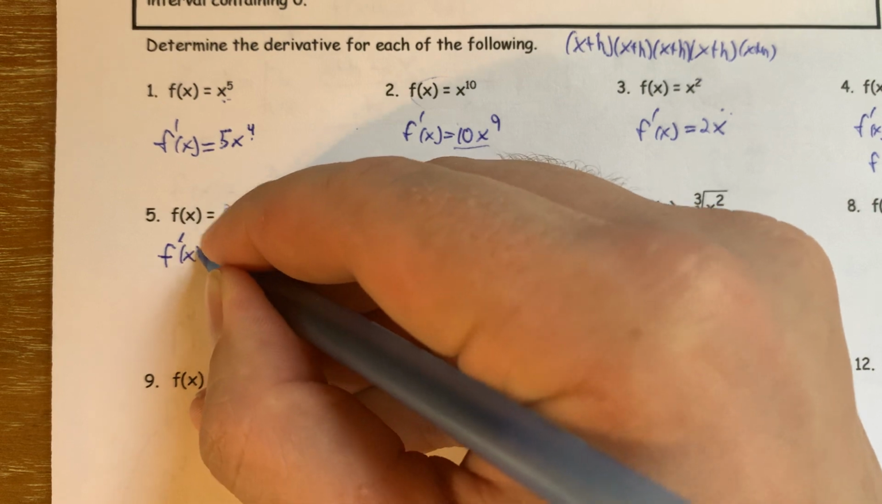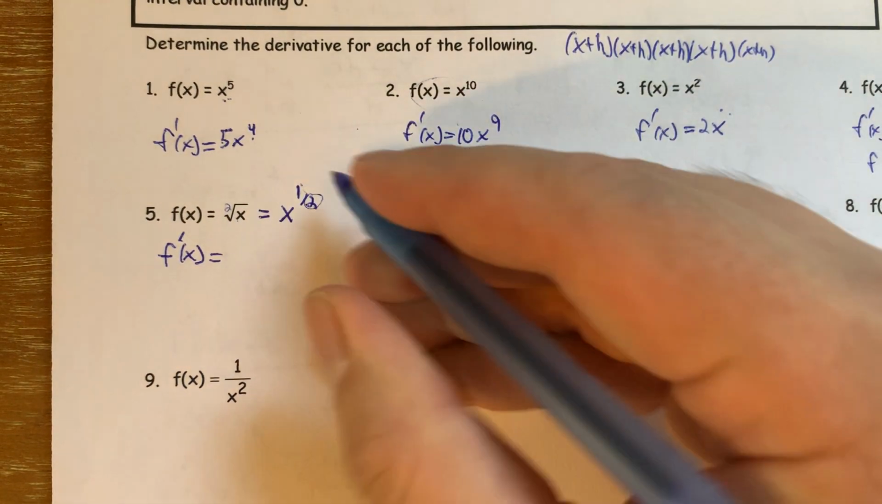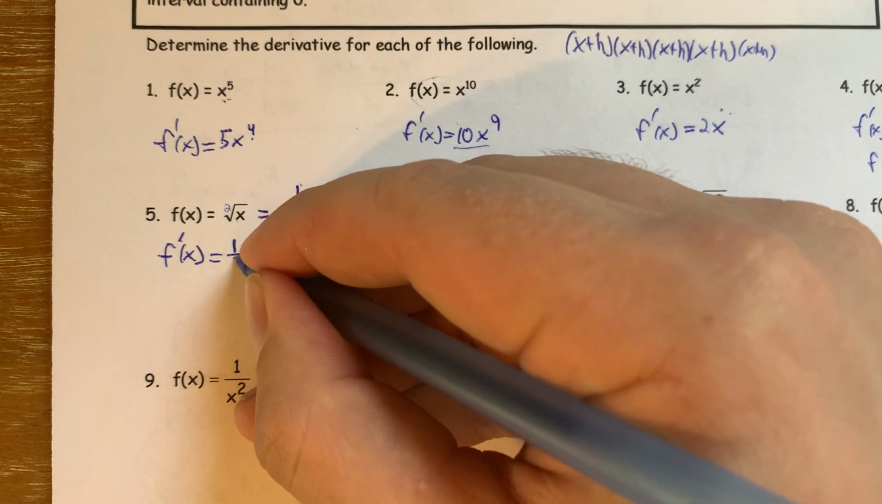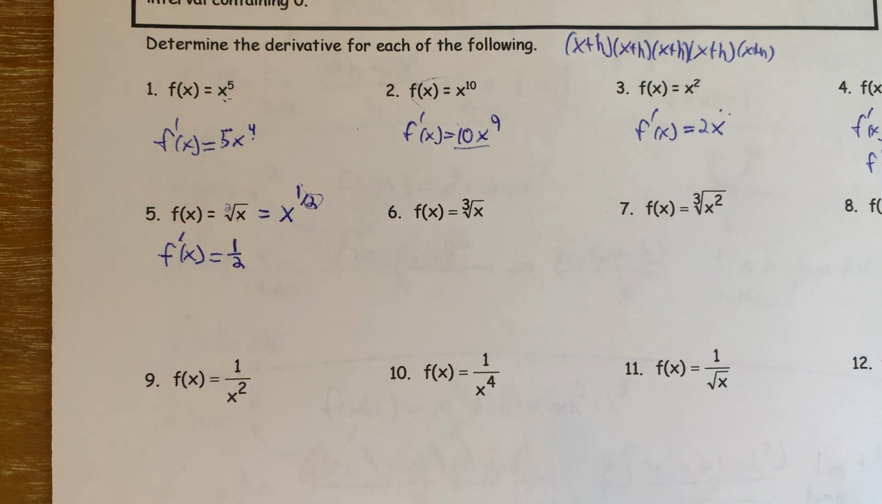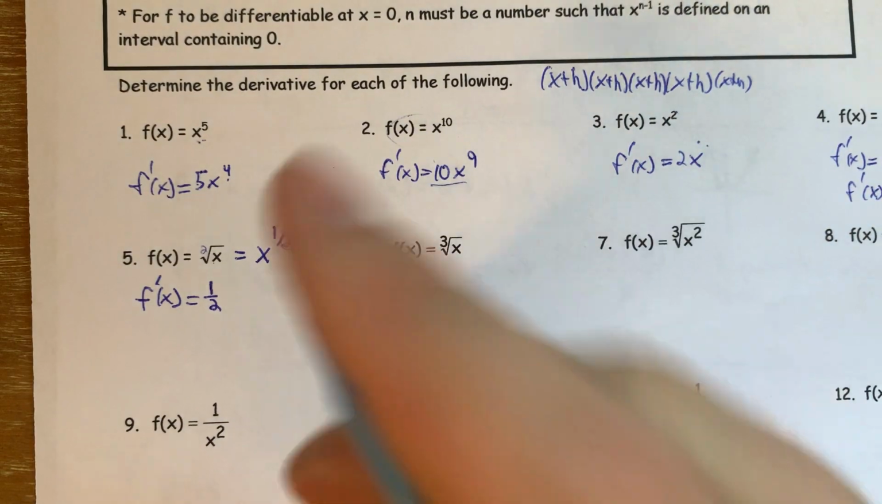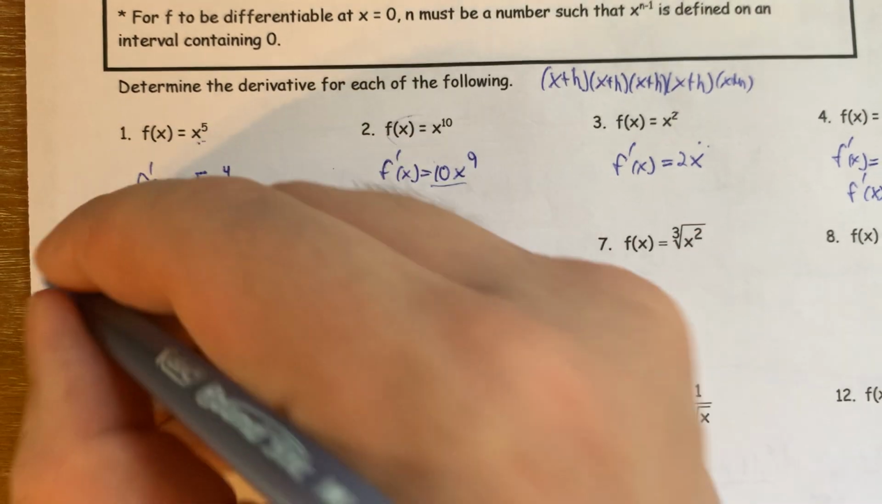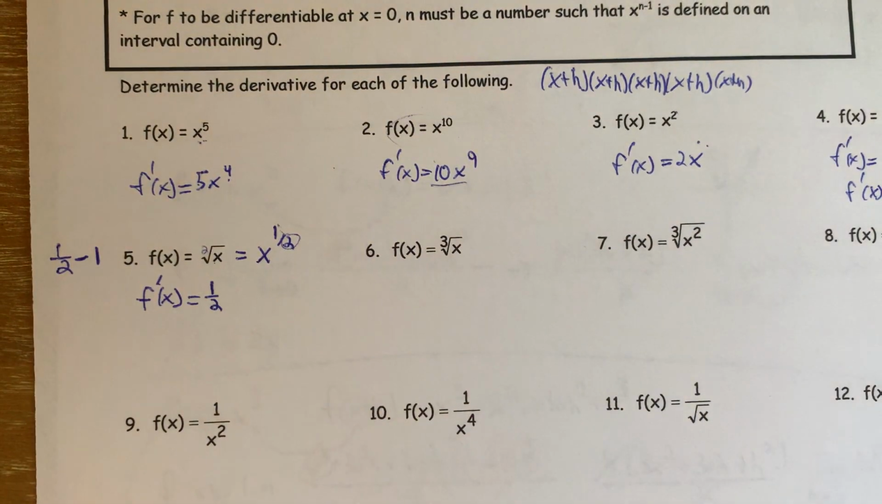The derivative is going to be, we multiply by the power, 1/2, and we lower the power by 1. So I'm going to do this off to the side here. We have to lower the power by 1. That's the same as subtracting 1.